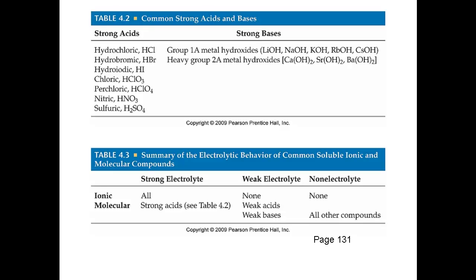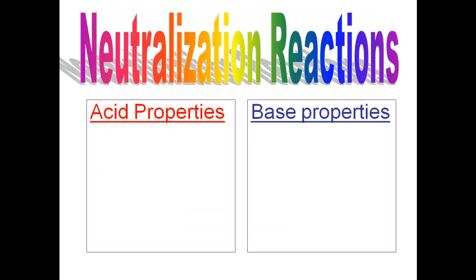Now the bottom table, table 4.3, also in your book, gives you a summary of electrolyte behavior. If you take a look, ionic compounds are always strong electrolytes. Molecular compounds, though: strong acids are electrolytes, weak acids and weak bases are weak electrolytes, and all other molecular compounds are non-electrolytes. Neutralization reactions are reactions between an acid and a base.